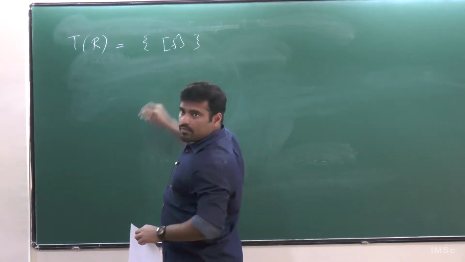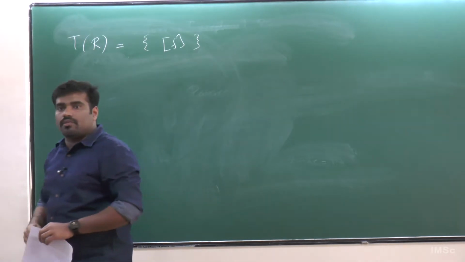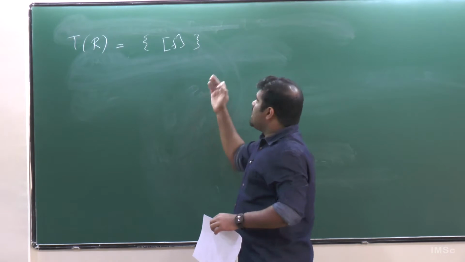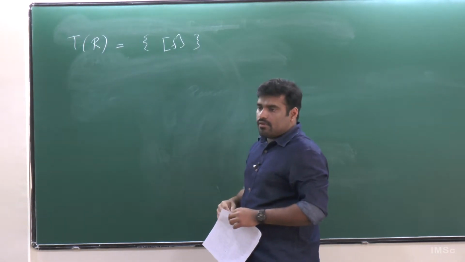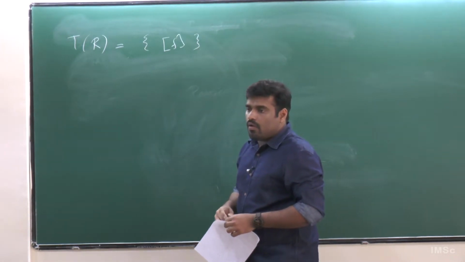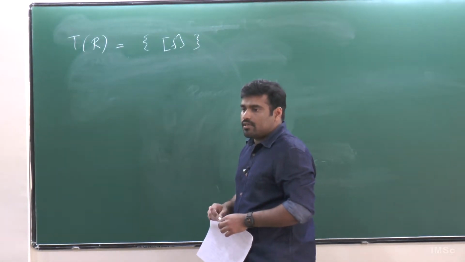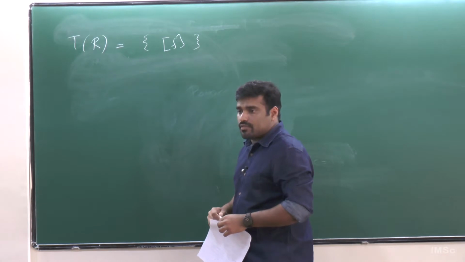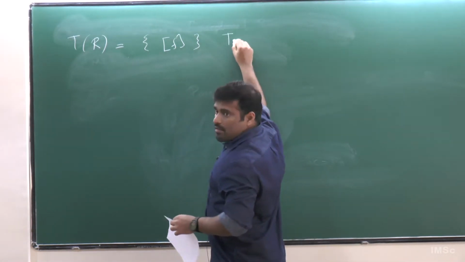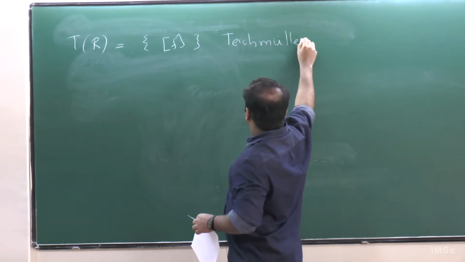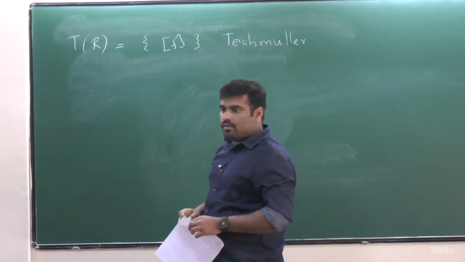This is the definition of Teichmuller space? Yes, this is the definition of Teichmuller space. What is it you are saying? All inequivalent quasi-conformal transformations. They form the space. They form the Teichmuller space for the Riemann surface. So that means, and what are quasi-conformal transformations?